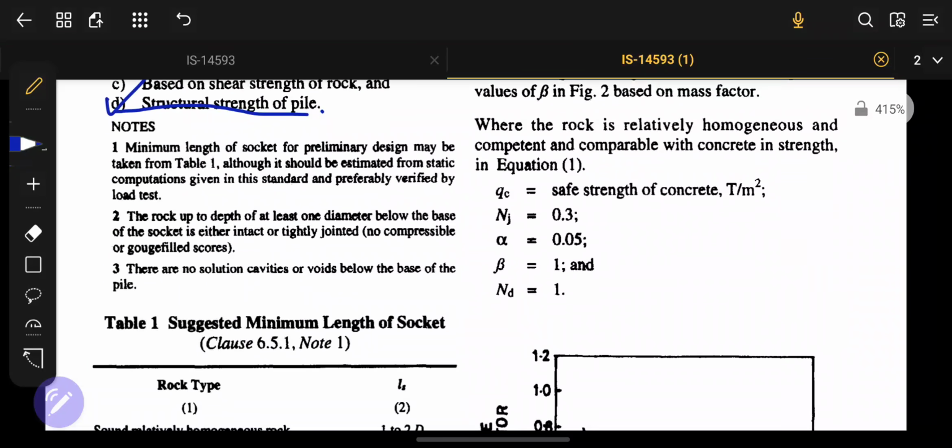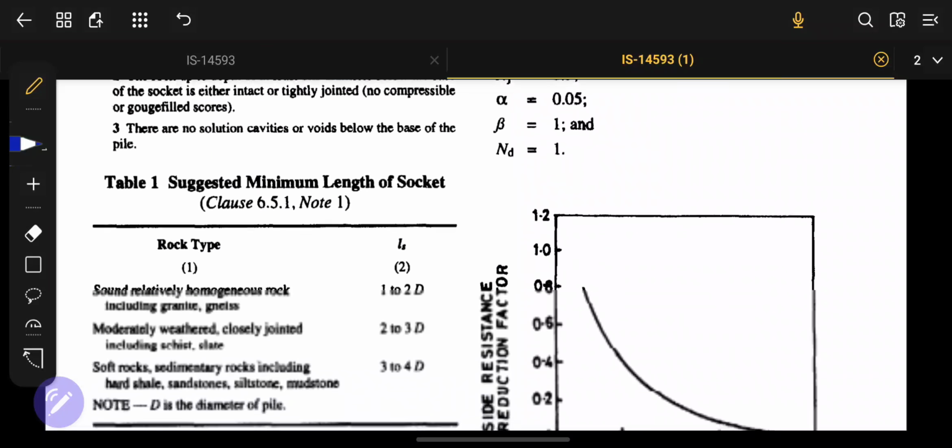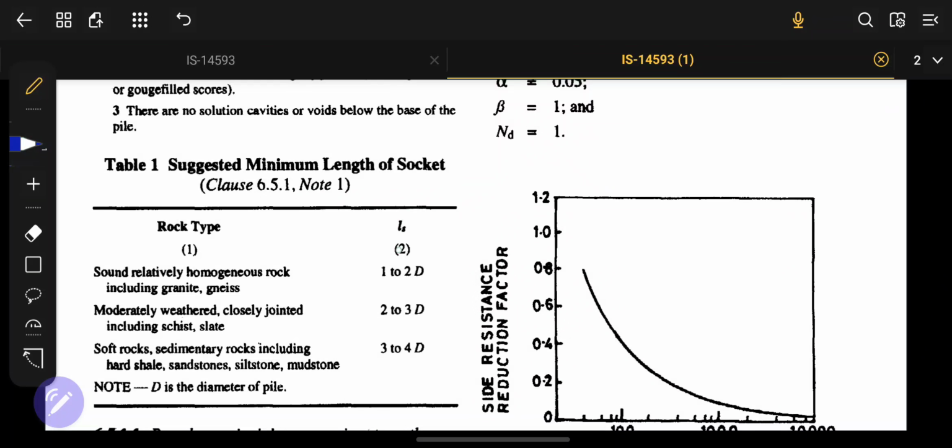Now these notes. The first note says that the suggested minimum length of the socket can be based on the rock type. If it is sound and relatively homogeneous rock, we can use 1D to 2D of the socket length. Socket length is LS, which we have already seen above. LS is the length of the pile that goes inside the rock as a socket. So it can be 1D or 2D, where D is the diameter of the pile.